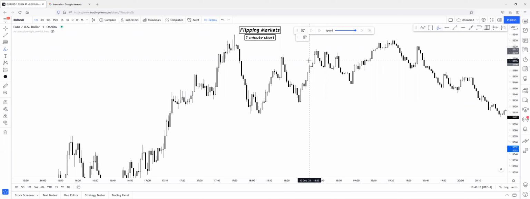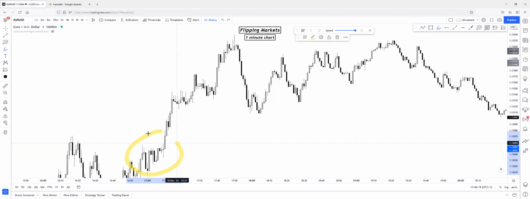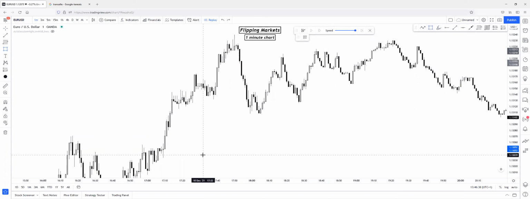Okay, let's talk about the long examples. As you can see in this region, price is creating a series of higher highs and higher lows. Let's start from this region. As you can see, the inefficient push came into the market here. So we have inefficiency here. We will have to find the last candle before the inefficiency has been created. Which is that candle? It's this one.